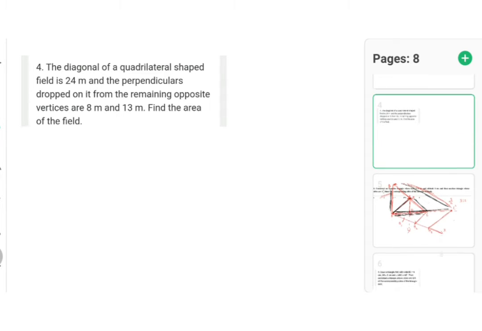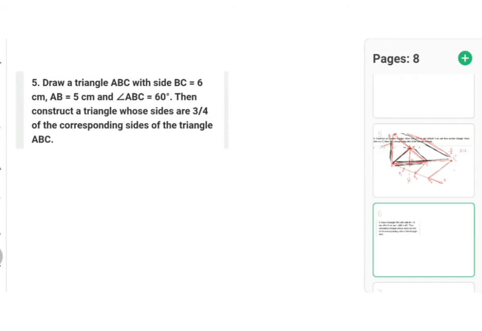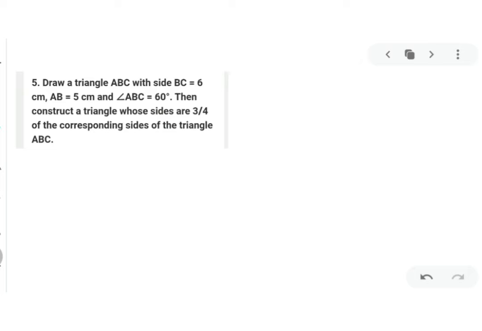So we have our next problem number 5, which says you have to draw a triangle ABC with side BC 6 centimeter, AB 5 centimeter, and angle ABC 60. So first we'll construct our required triangle. So for that, first I am taking the base. I am making a base of 6 centimeter here. And AB is 5. I am naming it as BC. And ABC is 60 degree.